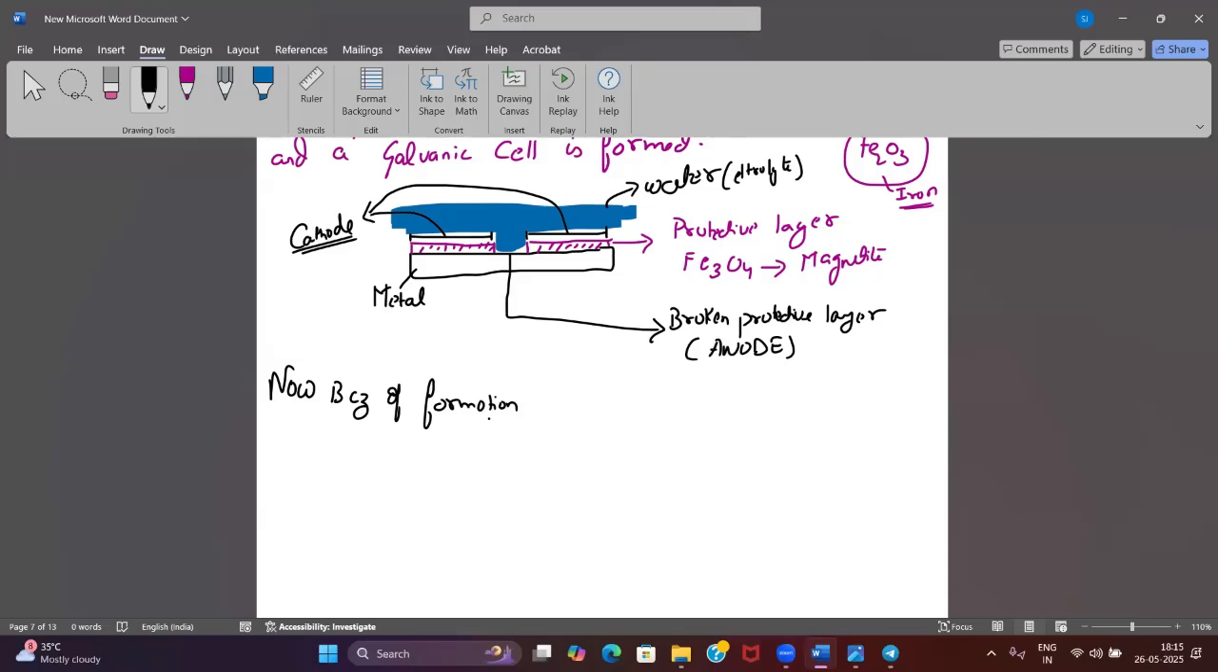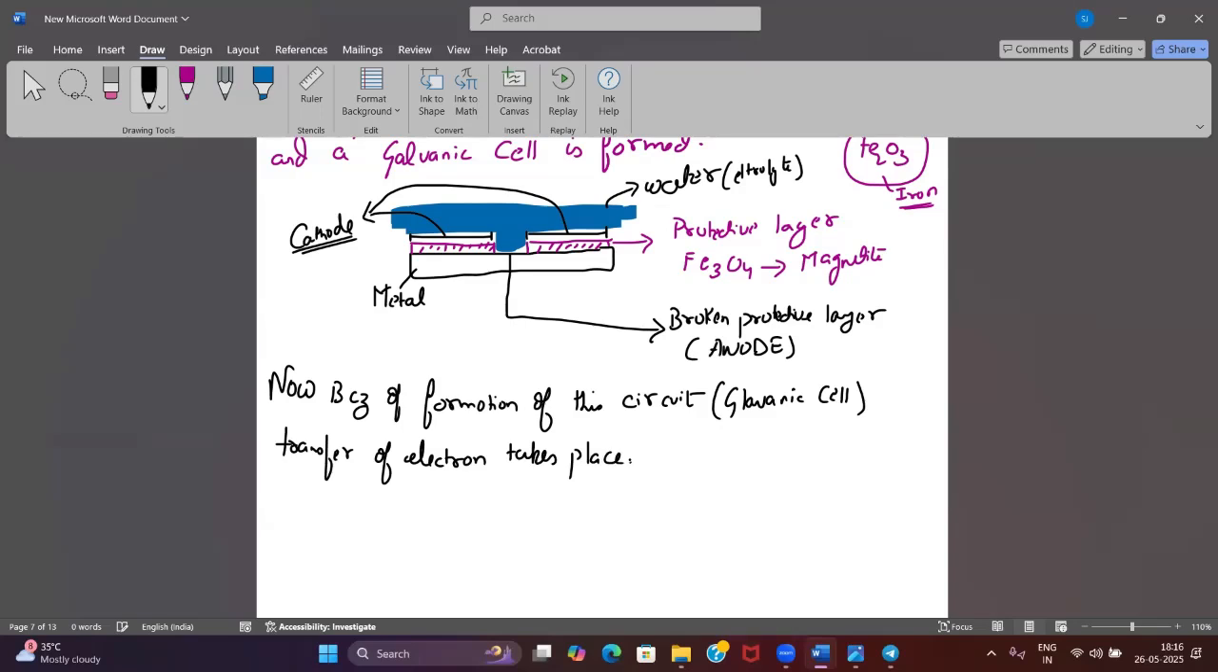Because of the formation of this circuit, obviously these are painted also, so that will prevent it. Now, because of the formation of the circuit, meaning your galvanic cell, a transfer of electrons happens. Suppose over here, use color red or orange, this part is actually everything iron, but I'm just marking it here. So here my iron electrons will start to dissipate. Electrons will transfer.